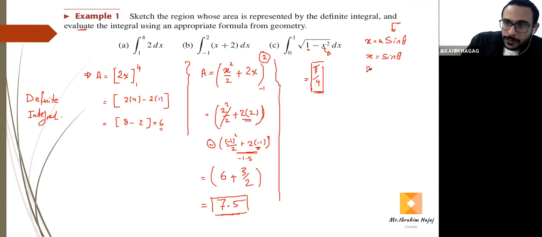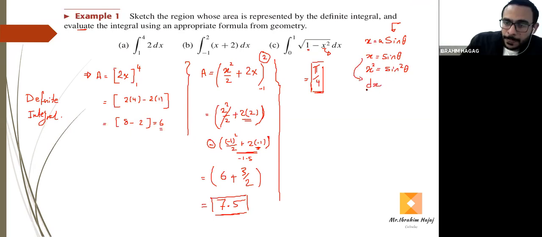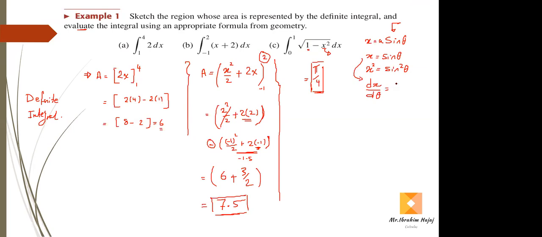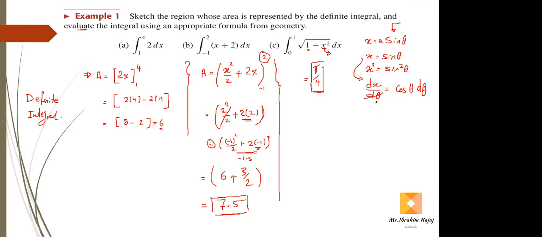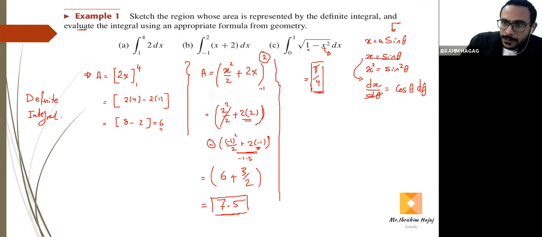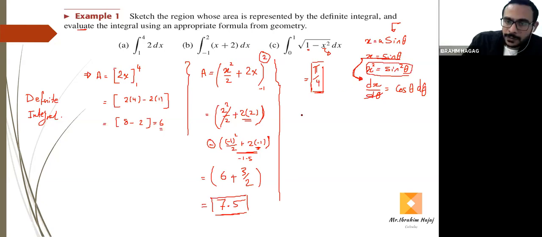So what is x squared? Sine squared theta. What is dx from this step? dx over d theta equals the derivative of sine, which is cosine theta. d theta we cancel from here and write it on the right-hand side. I'm taking the derivative of x from this step, not from x squared, so that when I replace x squared I replace it with sine squared.